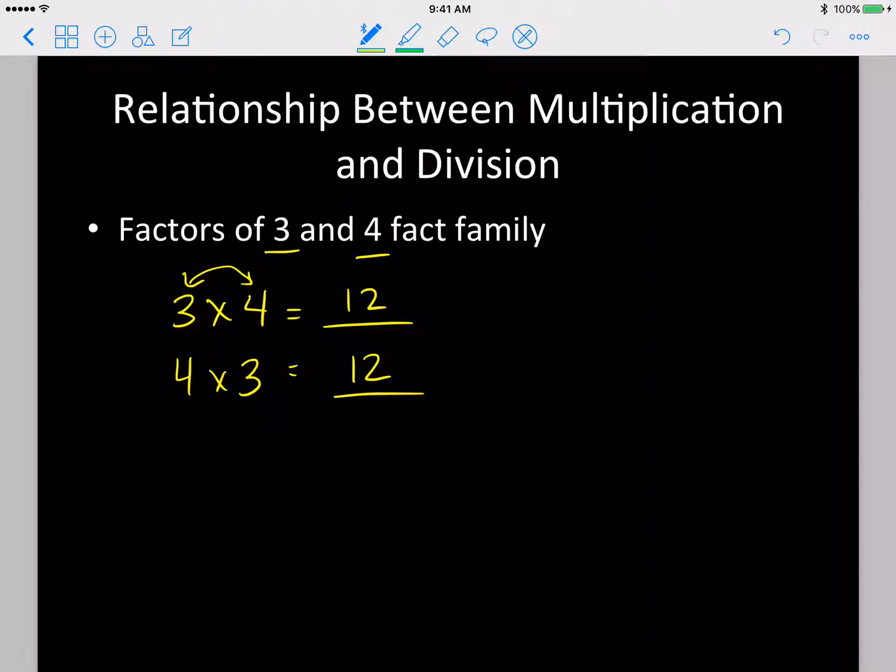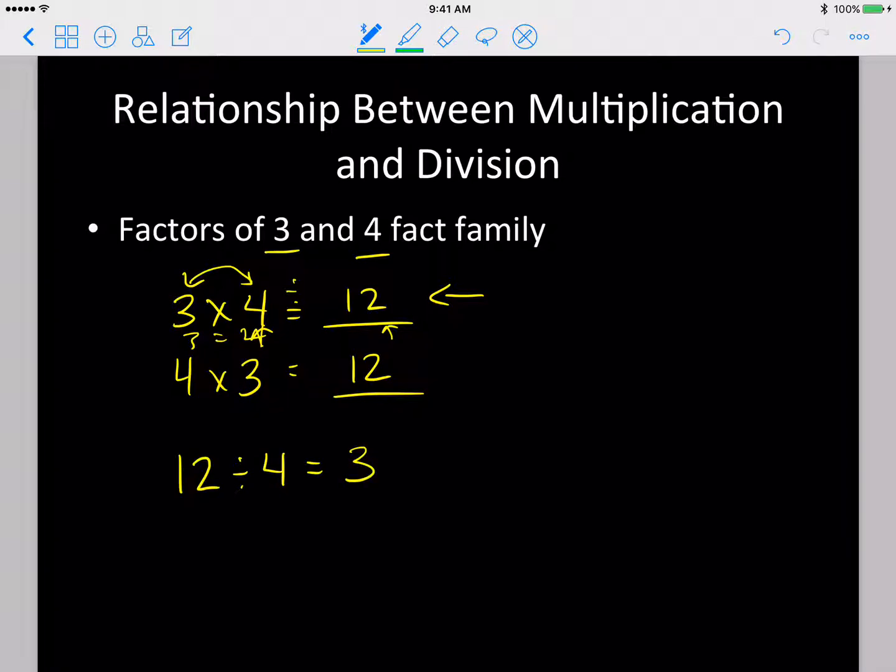Now the division, you just kind of go backwards. If I'm looking this way, you're going to go 12 divided by 4 equals 3. So I'm going to write that down. 12 divided by 4 equals 3.